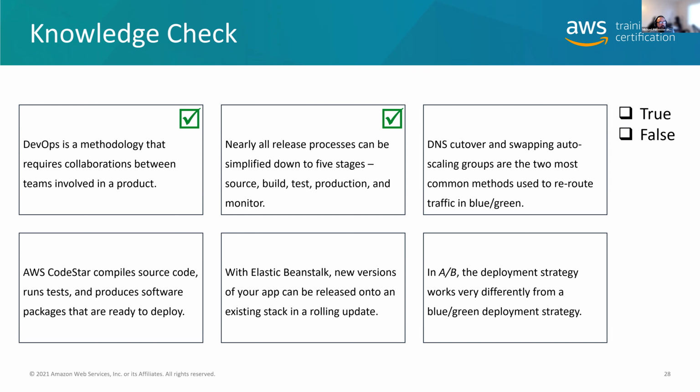Okay, DNS cutover and swapping auto scaling groups are the 2 most common methods to reroute traffic in a blue-green deployment. Is that true? If I want to cut over traffic, do those 2 methods work? Yes. Good. All right, last 3 questions. AWS CodeStar compiles source code, runs tests, and produces software packages that are ready to deploy. Is that what CodeStar does? If I remember correctly, CodeStar was at the top of the build chain, right? It wasn't part of the build process.